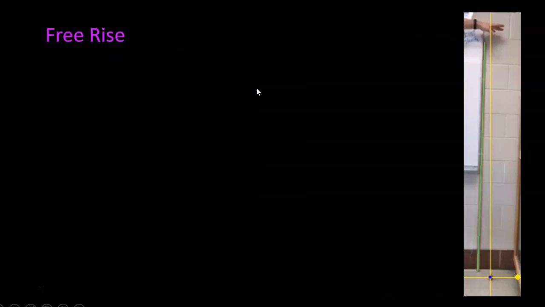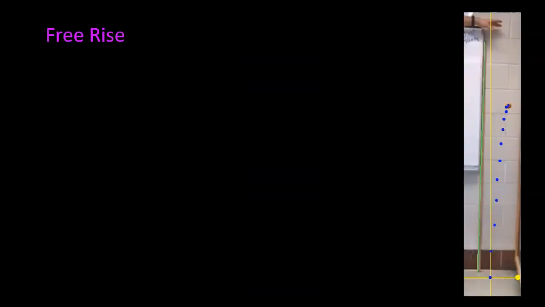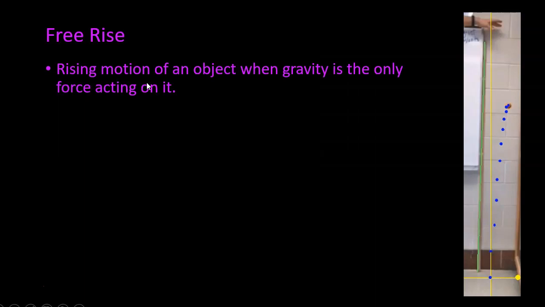Here the golf ball is bouncing up from the floor. And again, this is in slow motion. Free rise is the rising motion of an object when gravity is the only force acting on it. So once this golf ball left the floor, as it went up in the air, the only force acting on it was gravity. It too is uniform, aka constant acceleration.